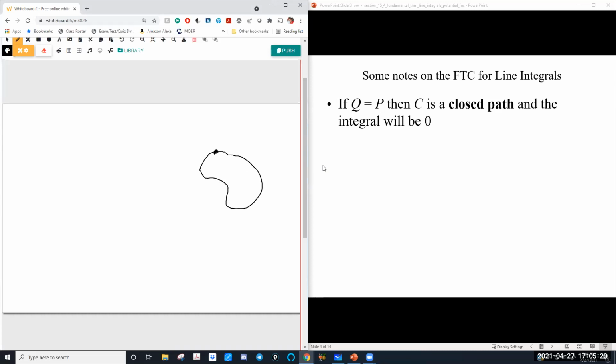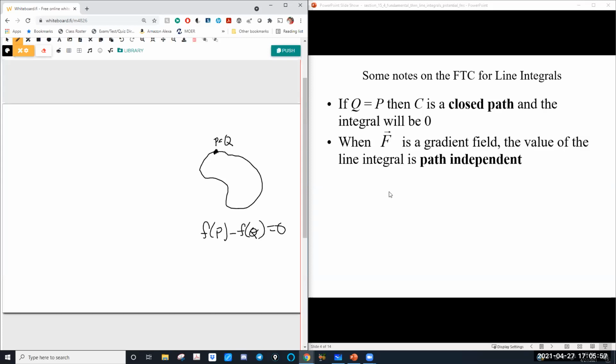And the integral will be 0 because if P equals Q and we're doing f of P minus f of Q, sorry, not theta, these, if P is equal to Q, those are going to be the same. So we get a 0 for our line integral. That's regardless of the path.